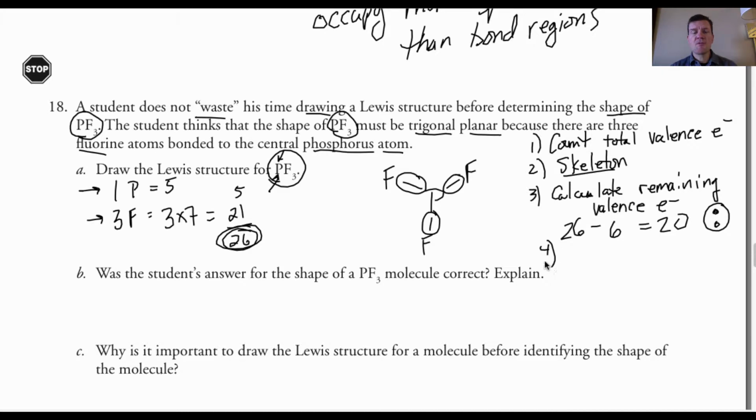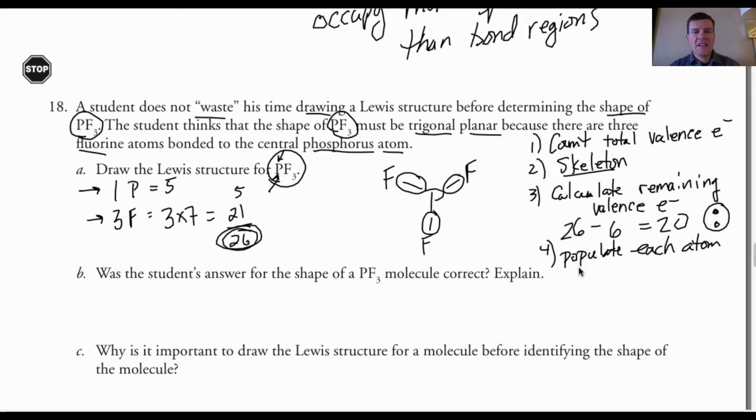Fourth step is begin to populate each atom until it is full. And by full, what I mean is until it has 8 electrons, 4 pairs around it. And we're going to arrange them on top, bottom, right, and left, like a box around each atom's formula symbol.